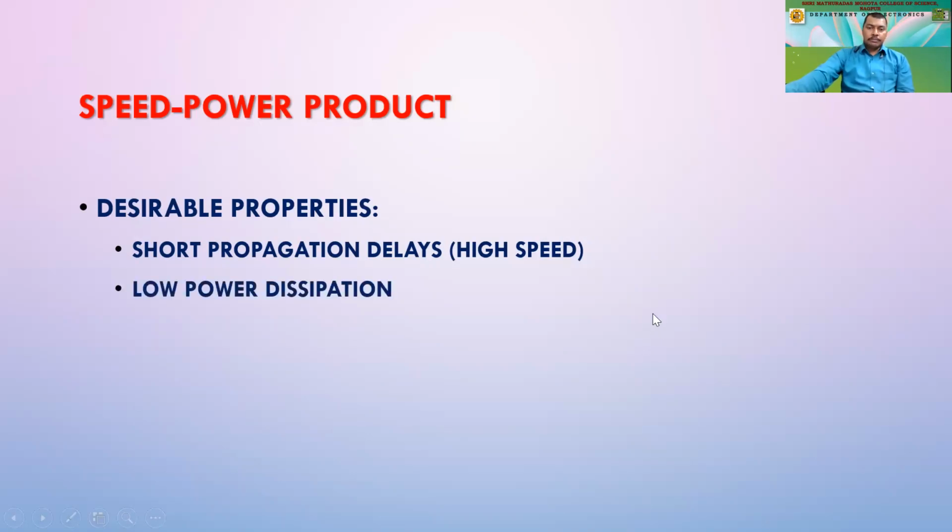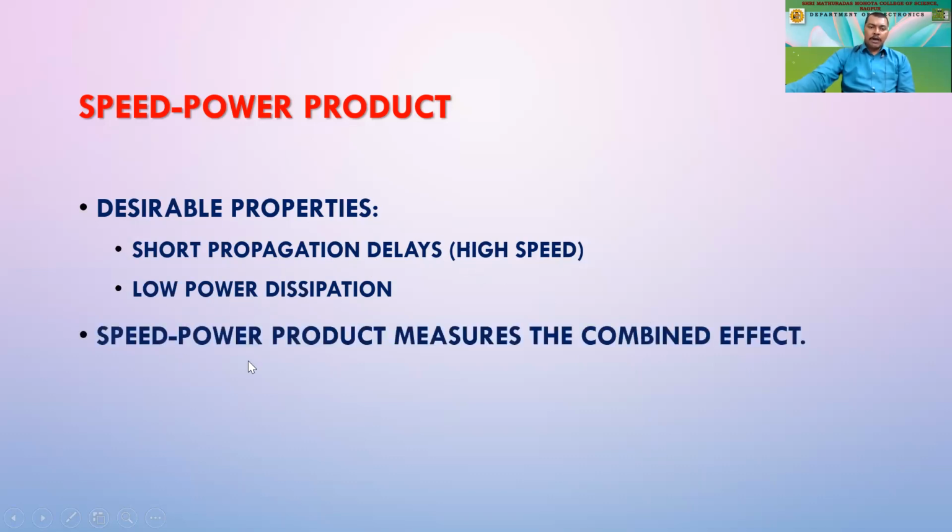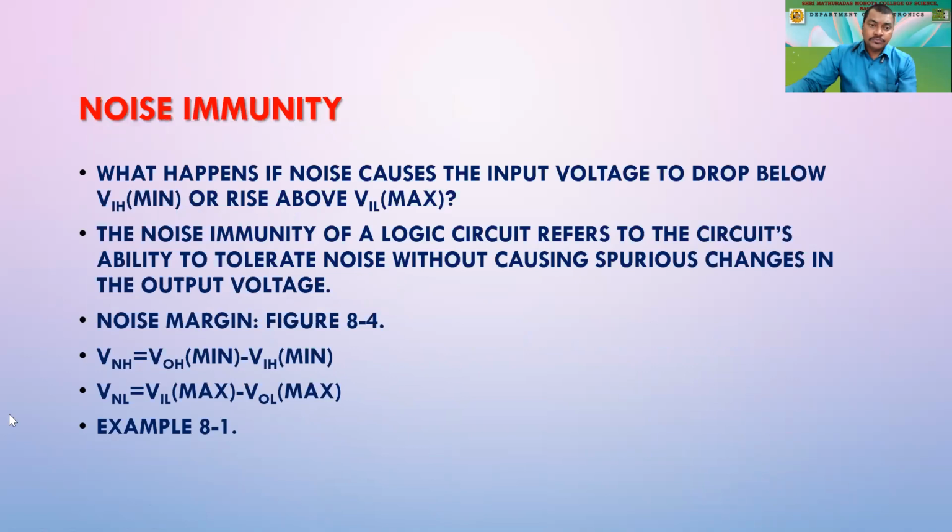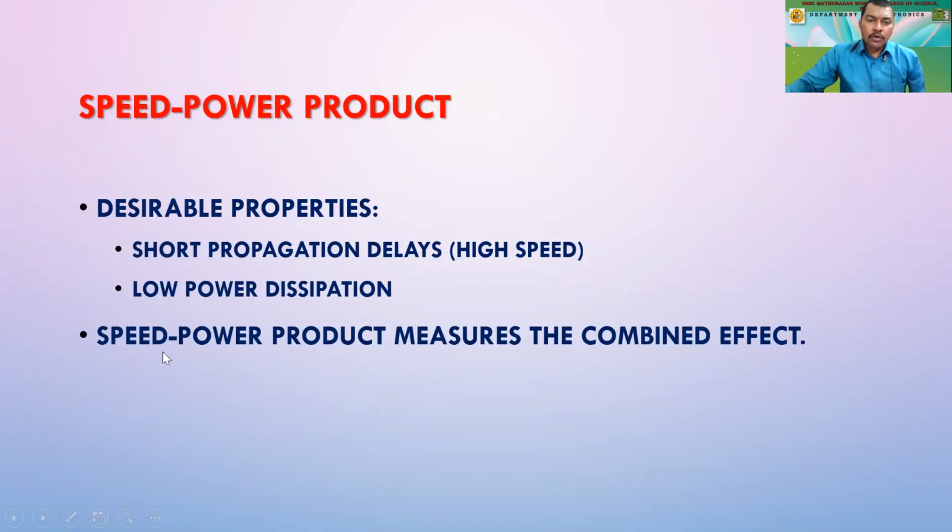Then we are having low power dissipation. Remember, these are properties which are very essential for a digital IC. We require short propagation delays, that is high speed, and then low power dissipation. For the speed power product, both are there, and the product measures the combined effect. If you have a short propagation delay, that implies a high power dissipation. If you have a long propagation delay, then the power dissipation will be small. So the speed power product measures the combined effect. Remember this. This is again a very essential factor as far as digital IC families are concerned.